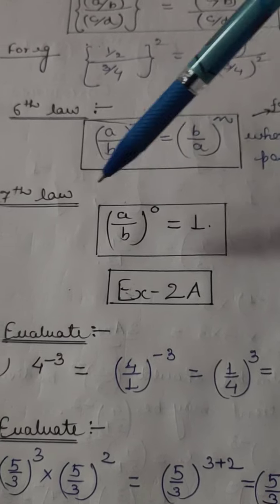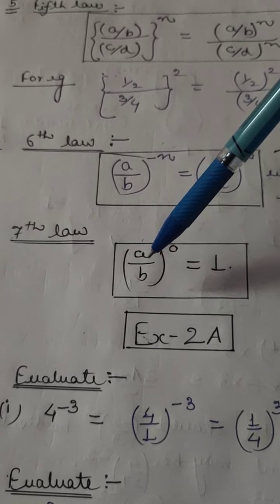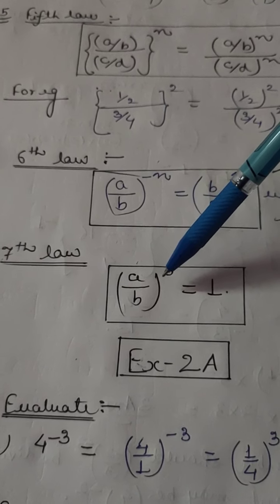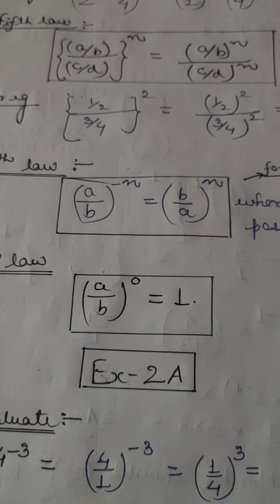Next, the seventh law states that when a given rational number is raised to the power 0, then the result will always be 1, for any rational number.